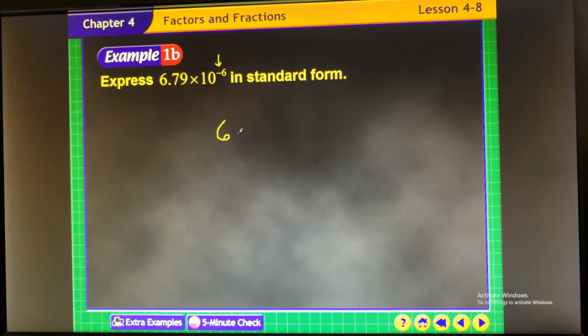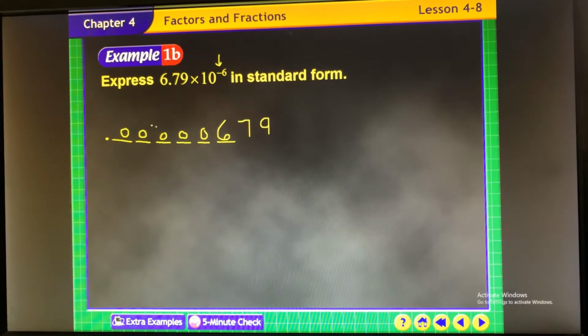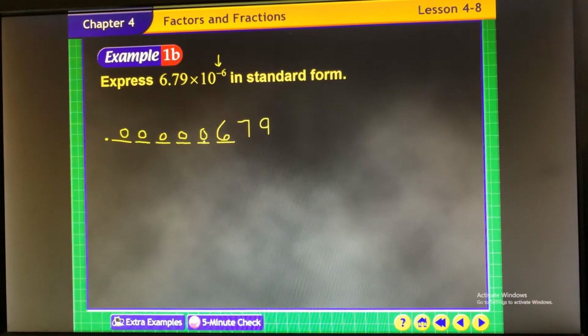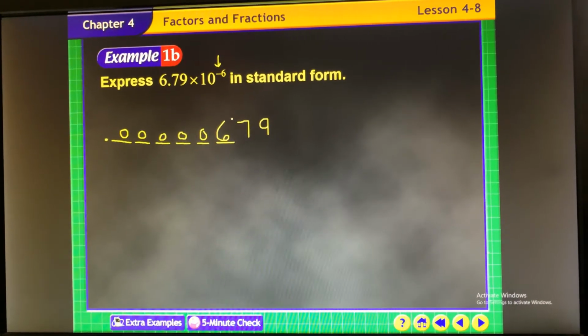So I'm going to write down the number, and I'm going to remember the decimal here. So I'm going to do 6 jumps to the left. There's 1, 2, 3, 4, 5, and 6. And the decimal goes right there. So what goes in here are all your zeros. Remember, negative exponents make small numbers. They make fractions and decimals. So that's all you're doing. So I went from scientific to standard form.